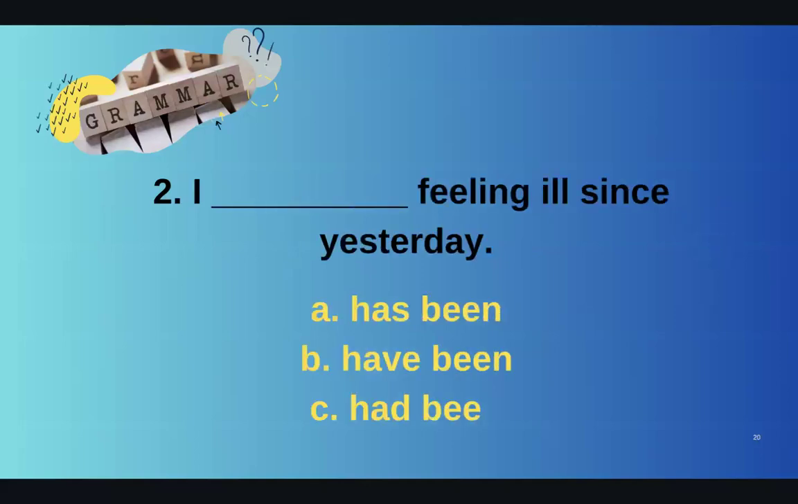Number 2. I feeling ill since yesterday. A. Has been. B. Have been. C. Had been. The correct answer is letter B. Have been. Have been is used for first person singular to indicate the action started in the past and continues to the present.